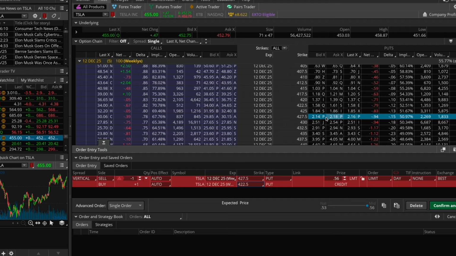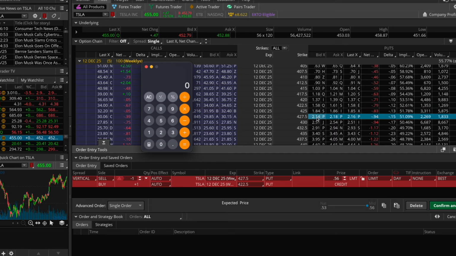When we're putting in a spread order, typically the system is going to use a mid price. So the mid price between 2.14 and 2.18 would be 2.16. Now, if we're looking at the buy contract, the 422.50, that has a bid of 1.58 and an ask of 1.61. So that would have a mid price of about 1.6. It won't be exact. So for example, what I would be doing is this. I'm selling the 427.50 at a price of 2.16, and then I'm buying the 422.50 at a price of, let's say, 1.6. So I'm going to do 2.16 minus 1.6. So that gives us our credit here of 0.56.